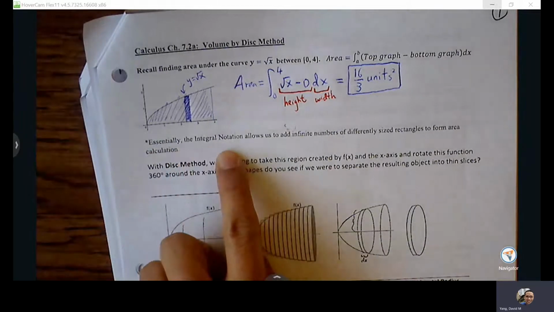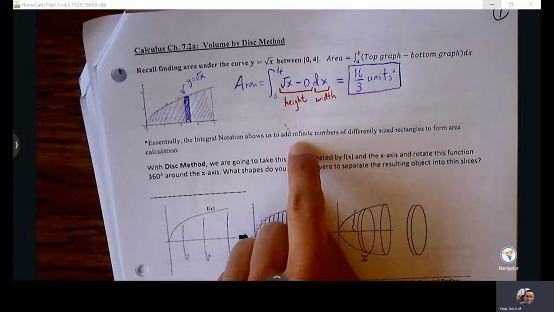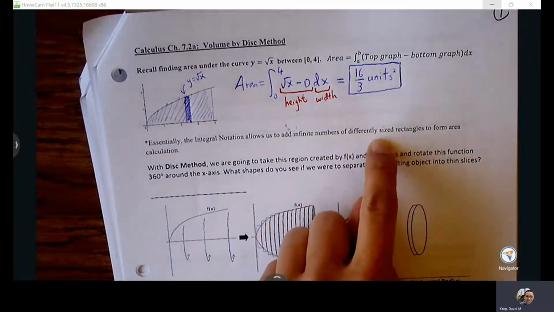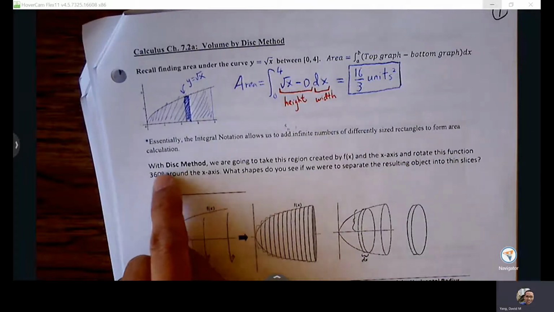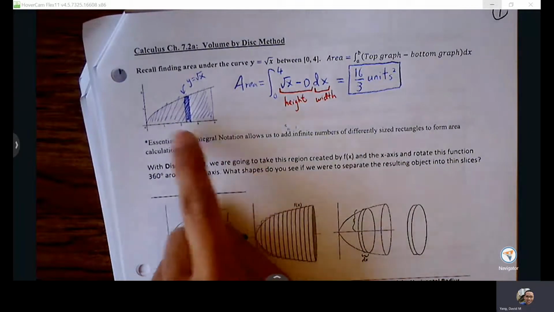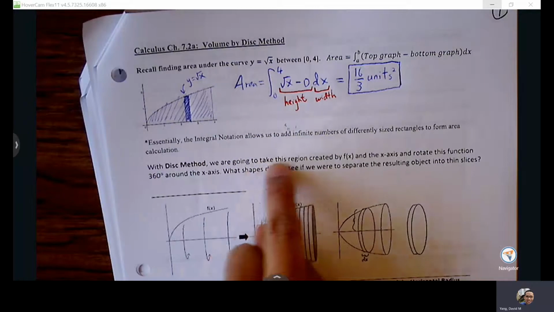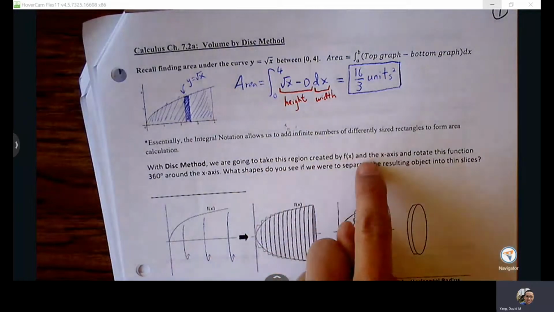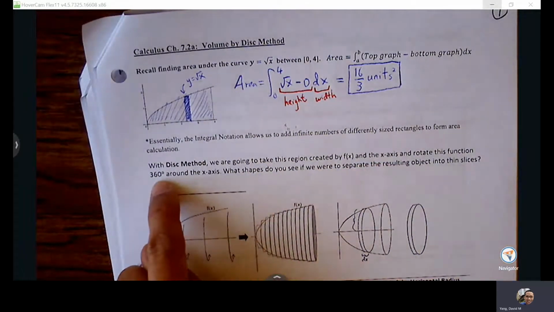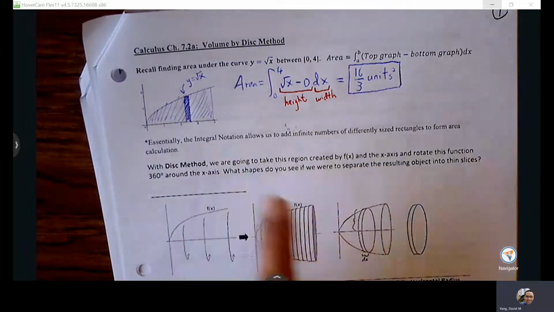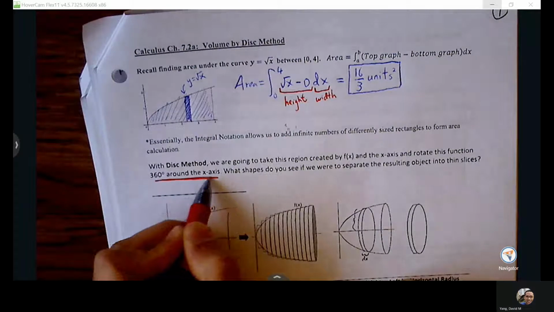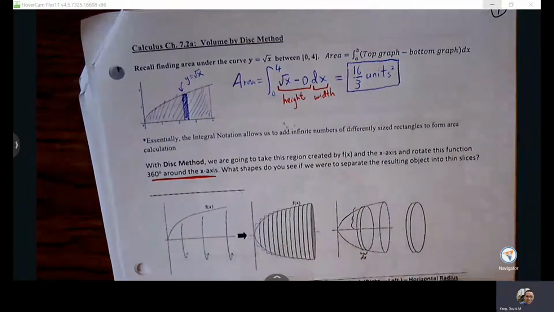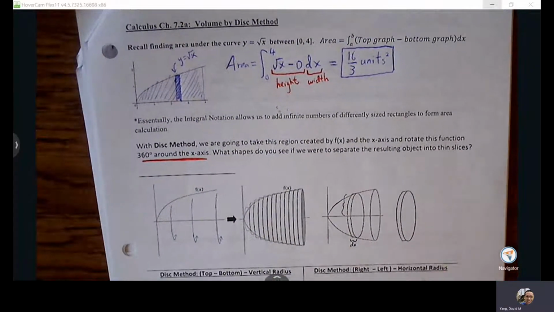Okay, so essentially the integral notation allows us to add infinite numbers of differently sized rectangles to form the area calculation. Now with this method, we're going to take this region here. We're going to create it by the f of x and the x-axis and rotate this function 360 degrees around the x-axis. So we're always going to be rotating around a line. But right now we're going to just rotate around the x-axis. We'll start with the easier ones.